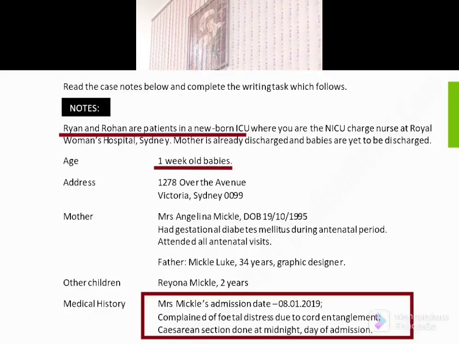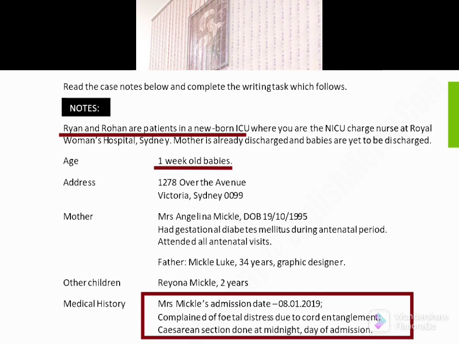So first of all, I will read you the case note. Here we have two twin babies, Ryan and Rohan. They are the patients in a newborn ICU, where you are the NICU charge nurse at Royal Women's Hospital, Sydney. Mother is already discharged and babies are yet to be discharged. They are 1 week old babies. The address is 1278 Overwood Avenue, Victoria, Sydney 00099. Mother's name is Mrs. Angelina Michael. Date of birth is 19/10/1995.